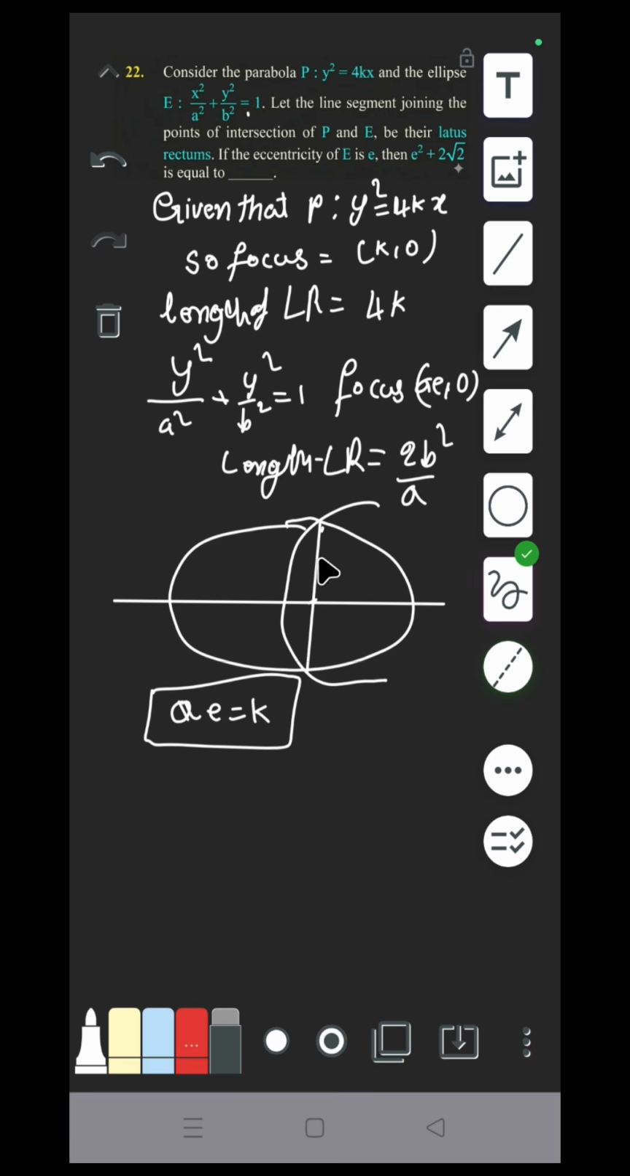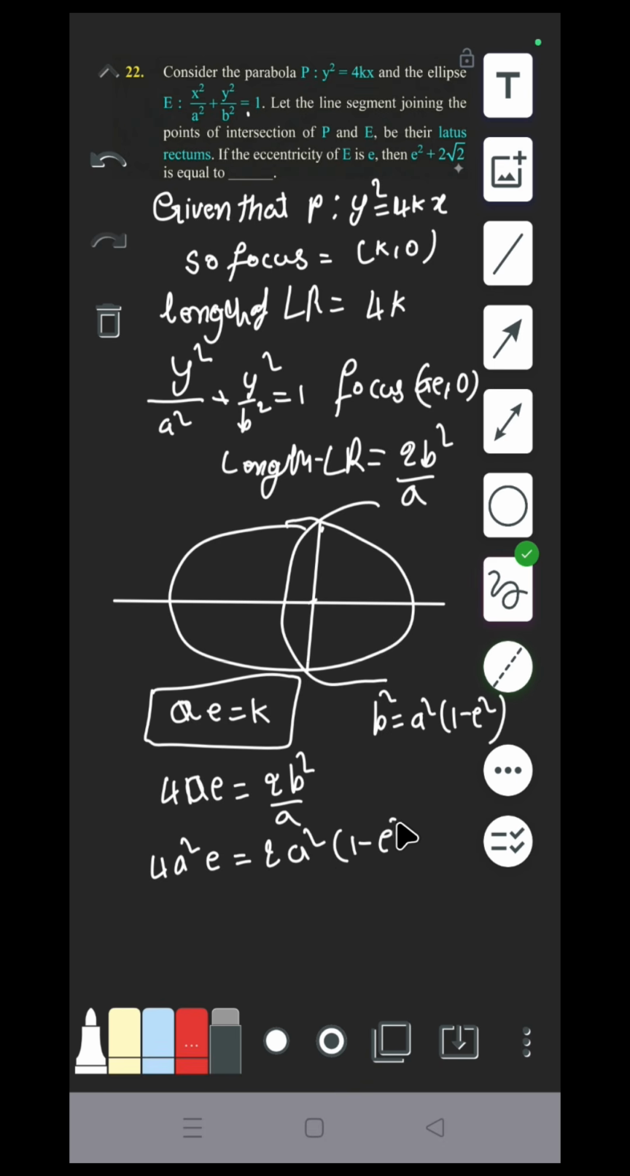Next, length of latus rectum. This length is 4k for the parabola. So both are equal. So 4k, k means ae, 4ae is equal to 2b square by a. So 4a square e is equal to b square, which is a square into 1 minus e square. So a square cancels.